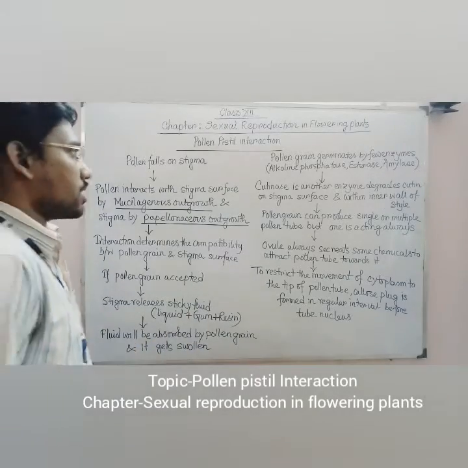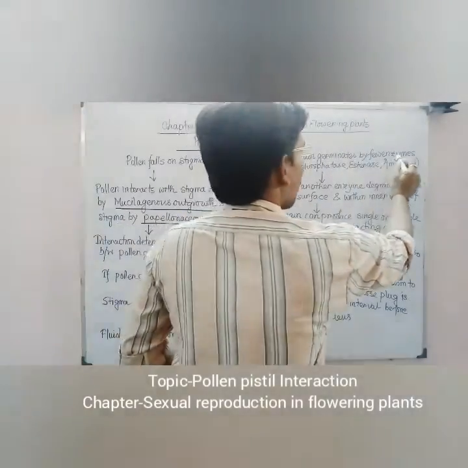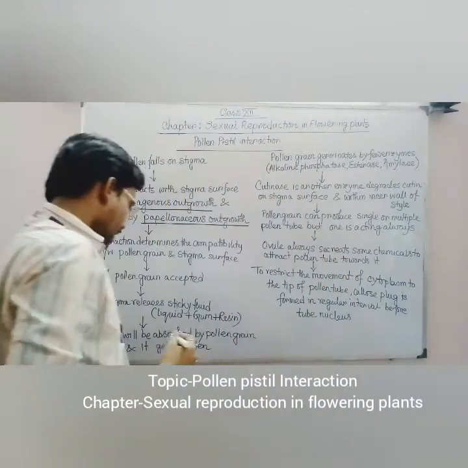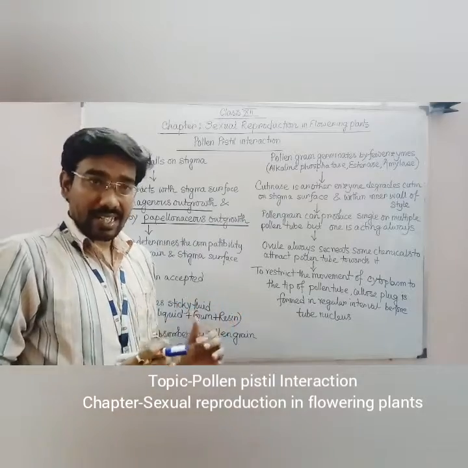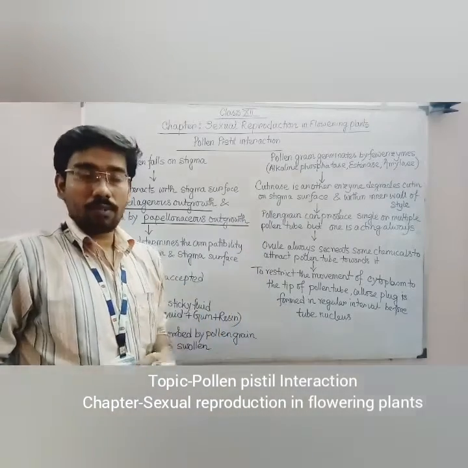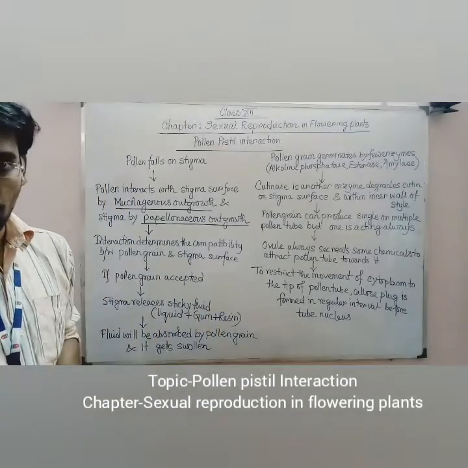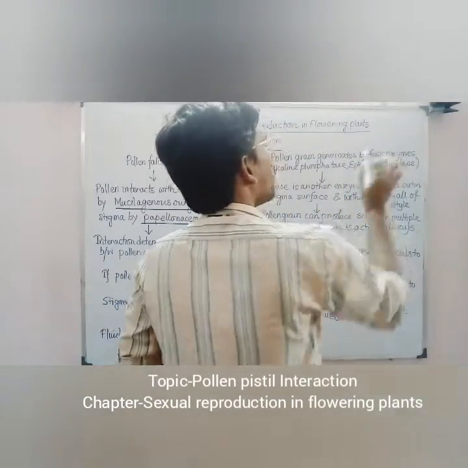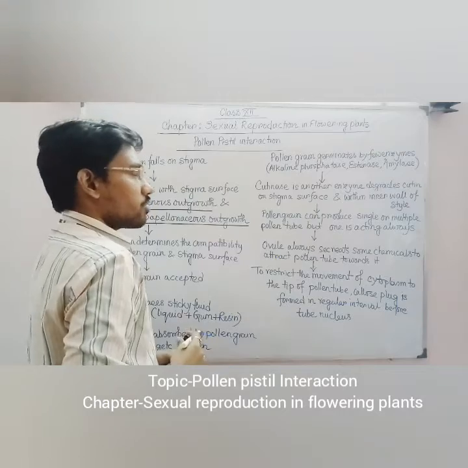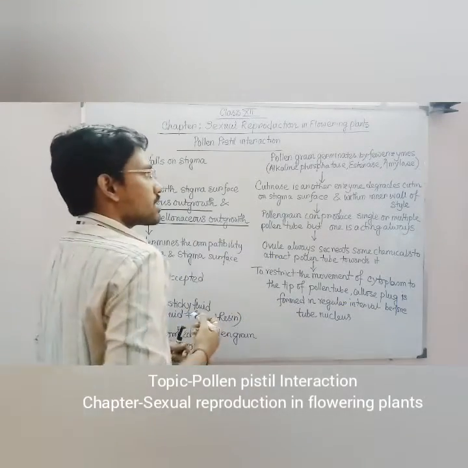Clear? Next, pollen grain germinates by few enzymes. Now the pollen grain is swollen, clear, but swollen, that means that the intine layer will be coming out by forming the pollen tube. It's not true. So what is true? The true is pollen grain germinates by the help of few enzymes. Few enzymes are actually acting there for the germination of the pollen grain. So what are those enzymes?